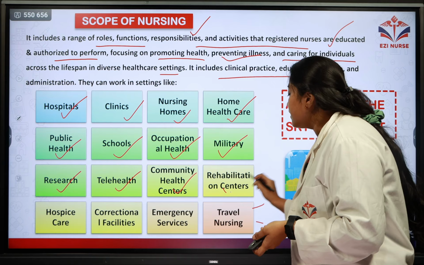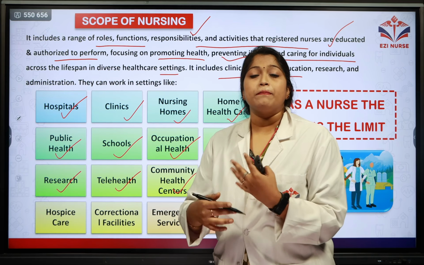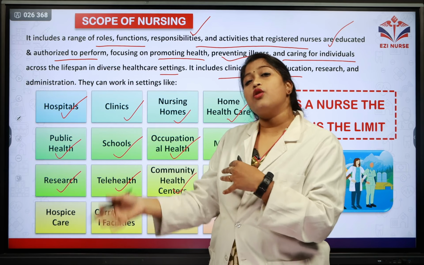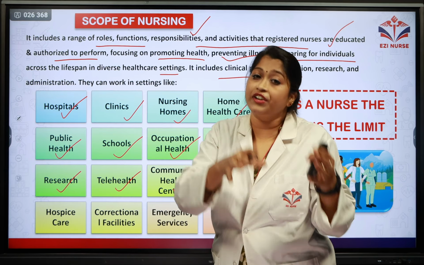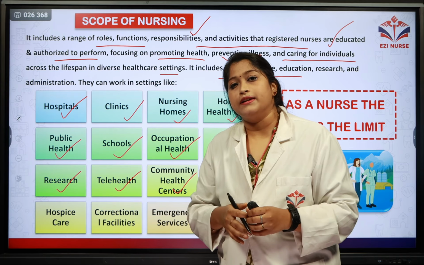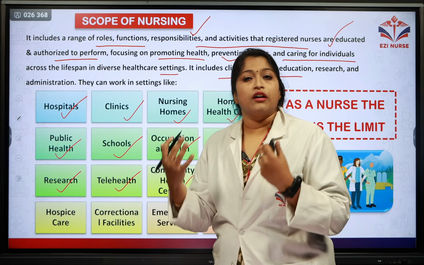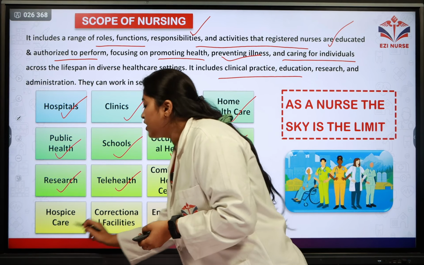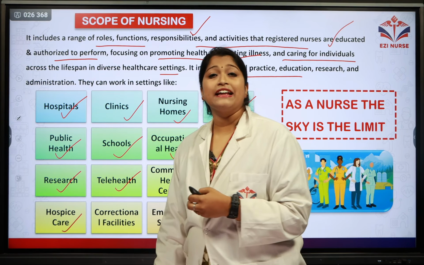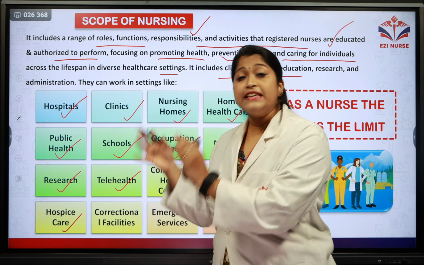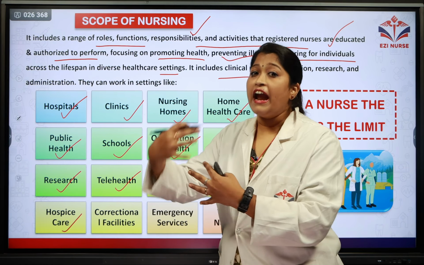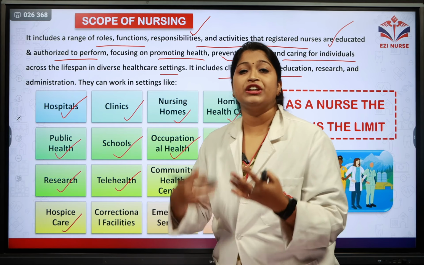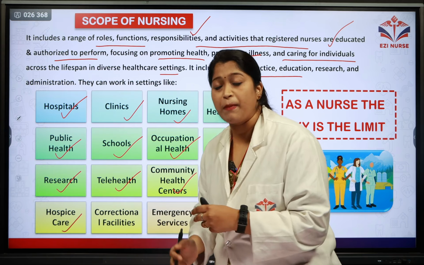And further, you can see rehabilitation centers. People who are addicted to drugs, smoking, or alcohol are usually admitted to rehab centers after the treatment is taken. There you can give care for them. Further, nurses have opportunities in hospice care. Hospice care is for patients who are seriously ill and at the end-of-life stage. For them also you have opportunities to give care, which is called hospice care.